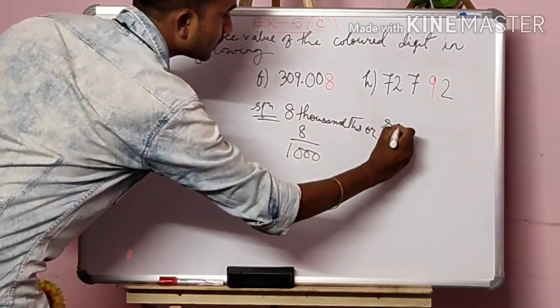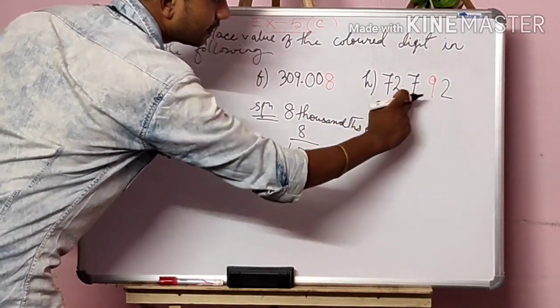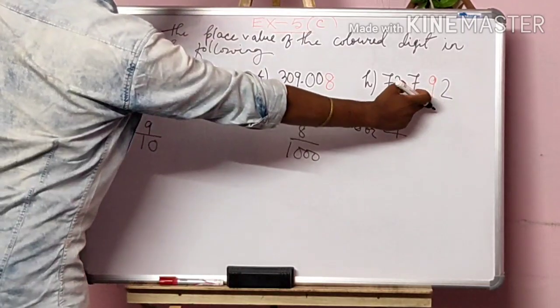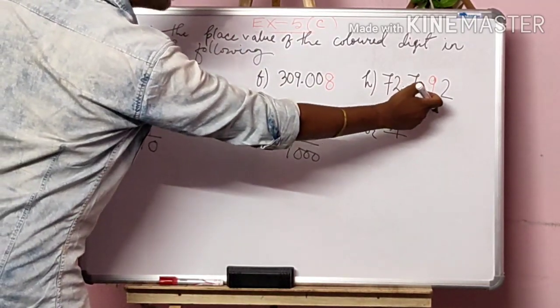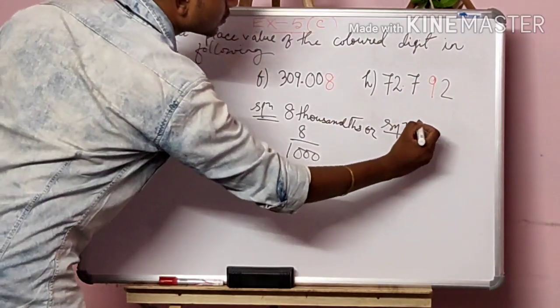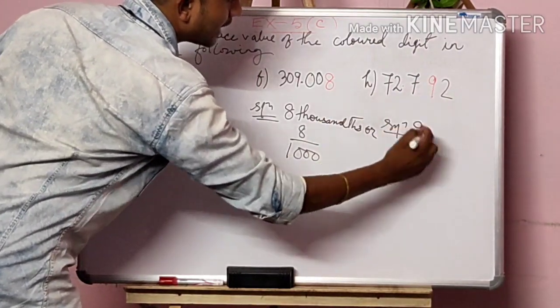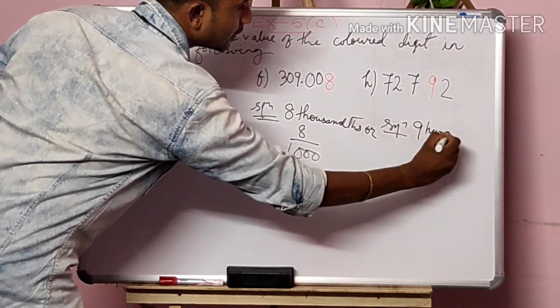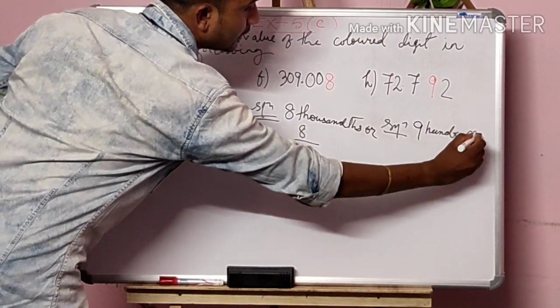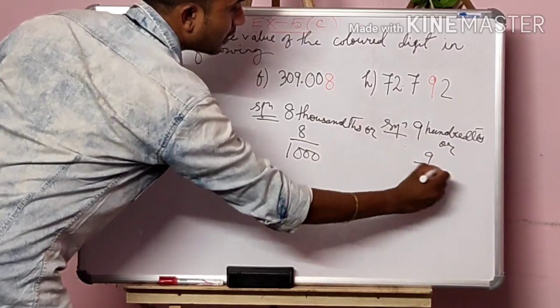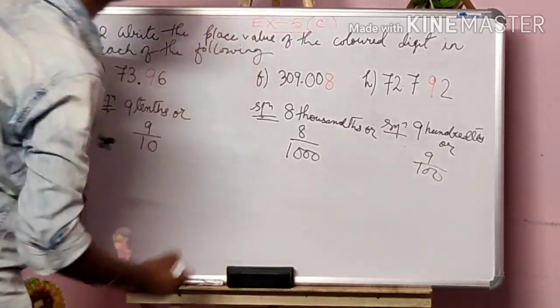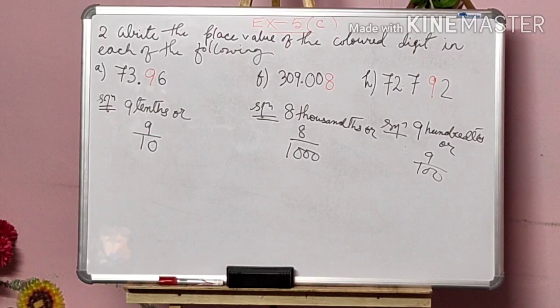So again you see the next question, question number H. It can be written as what? This was 9. The first one is known as tenths, another one is known as hundredths, and then thousandths. So it can be said as 9 hundredths, or it can be written as 9 upon 100. So I think you have got the idea of this question number 2.